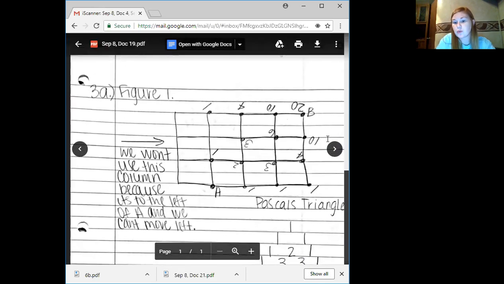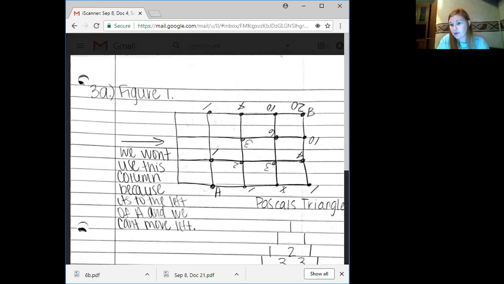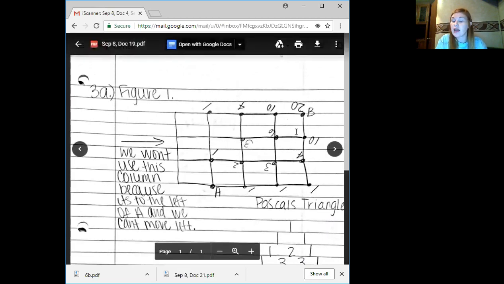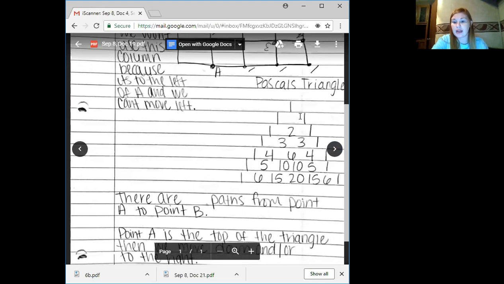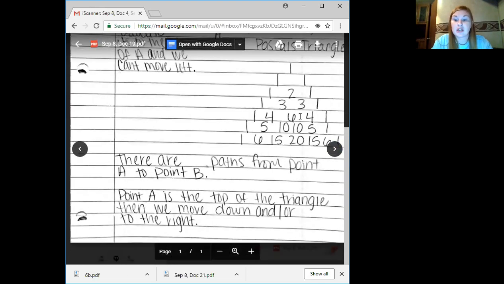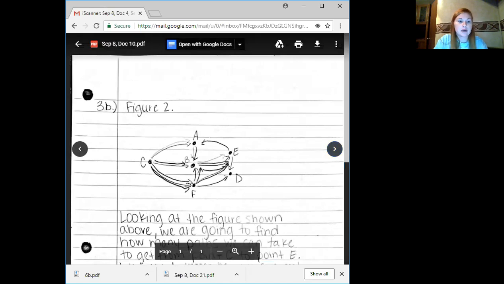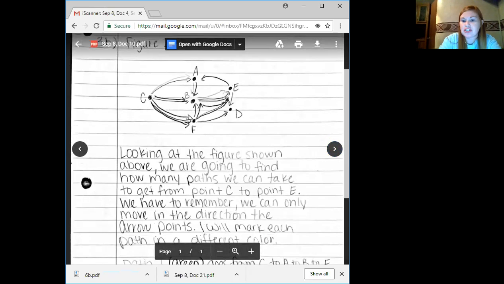So I used the 1 here, 2, 1, 3, 3, 1, 1, 4, 6, 4, and so on until I got to 20. So there are going to be 20 paths from point A to point B. And then we're going to look at number 3, part B, I'm sorry. It's kind of the same concept, it's just a little bit different.